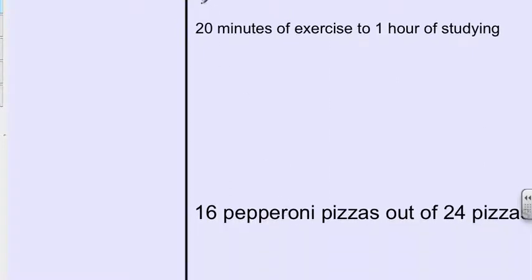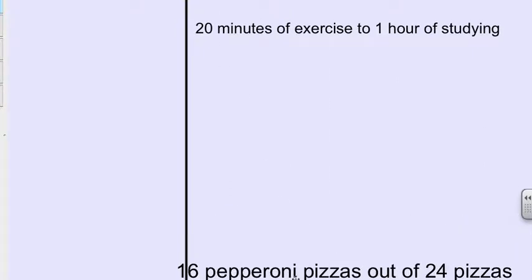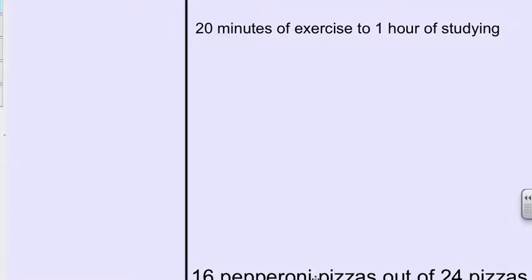So let's try another problem. This problem is not quite as easy as it's made out to be. We have 20 minutes of exercise to 1 hour of studying. Remember what I said at the beginning: I want to compare the same units. So here I have minutes and here I have hours. Now they are both in time, but they're not the exact same units. So I can do one of two things. I can either turn this into hours or turn this into minutes. Because this is less than 1, turning this into hours over here doesn't make much sense. So my best option is to turn this into minutes.